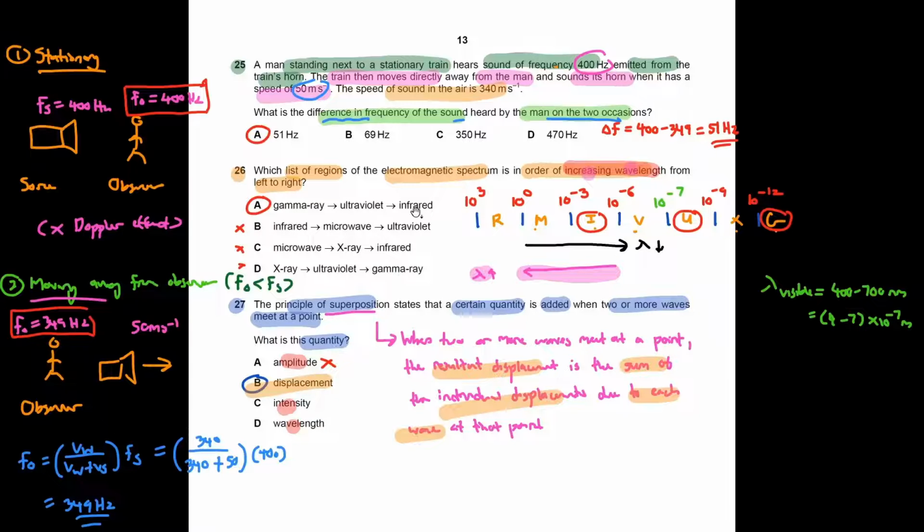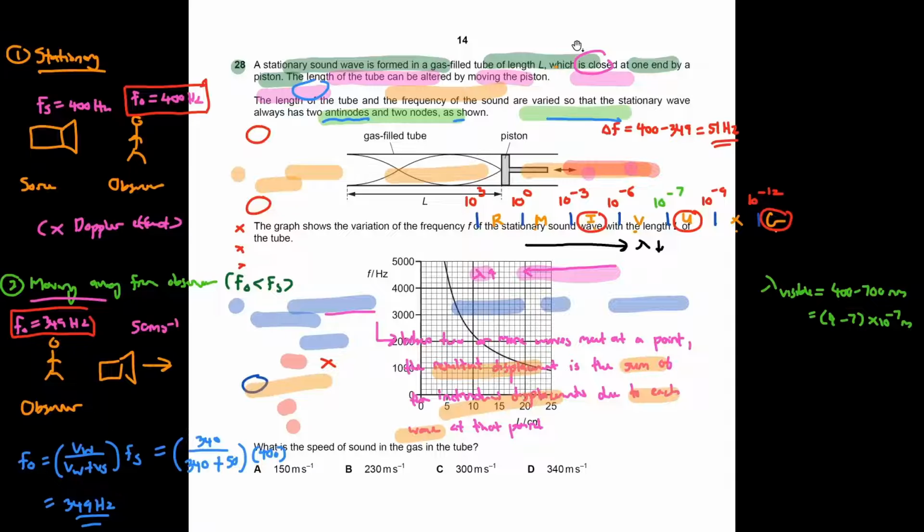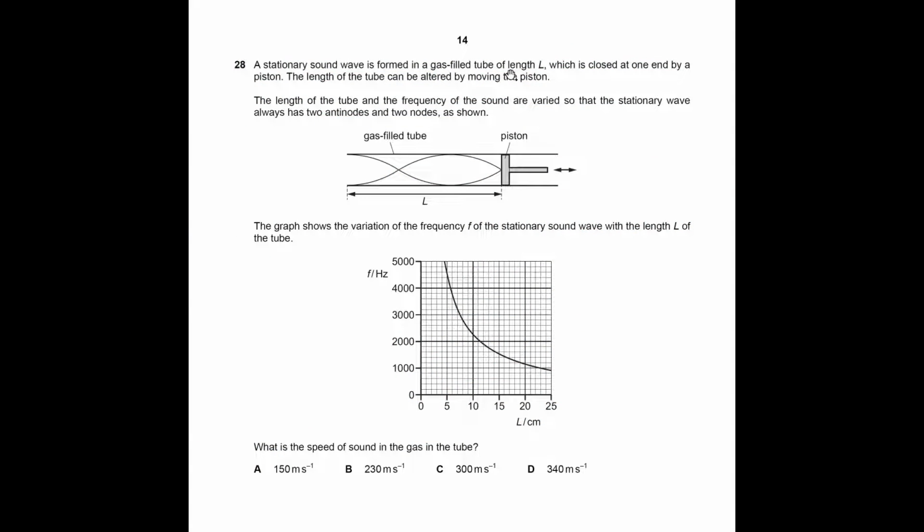Then I move on to question 28. Okay, question 28 would be something that's a bit different than the ones that you've always done. Now, in question 28, they mentioned that a stationary sound wave is formed in a gas-filled tube of length L, which is closed at one end by a piston. The length of the tube can be altered by moving the piston. The length of the tube and the frequency of the sound are varied so that the stationary wave always has two antinodes and two nodes as shown here.